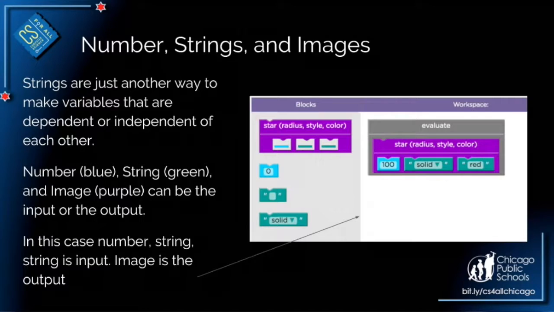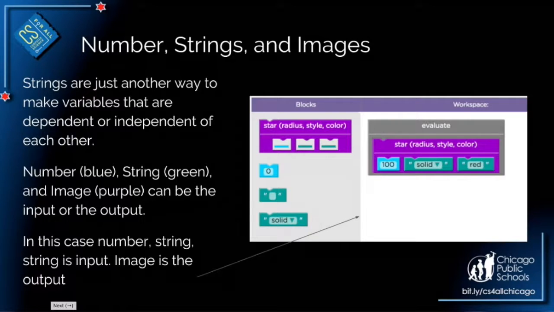So you're going to input these variables and produce the output, which is the purple, the star, as we've called it here. And so getting kids to really understand that the A's, the B's, the X's, the Y's stand for something. They stand for a radius, a style, a color, or an image, such as a star.